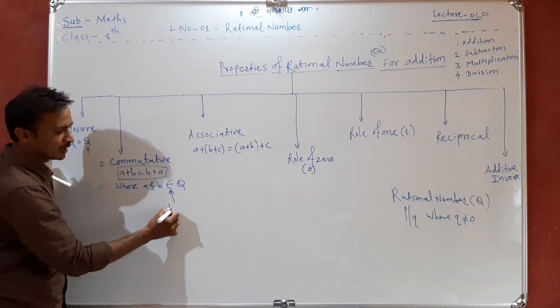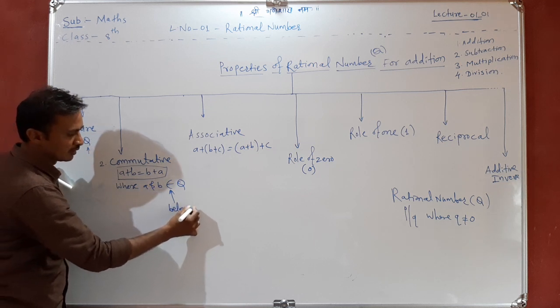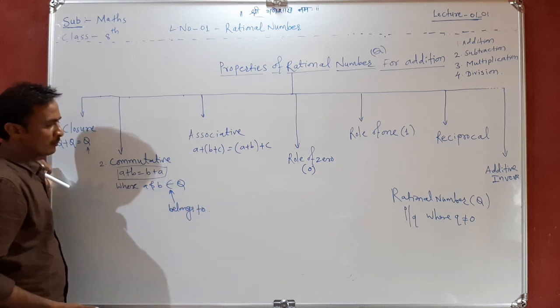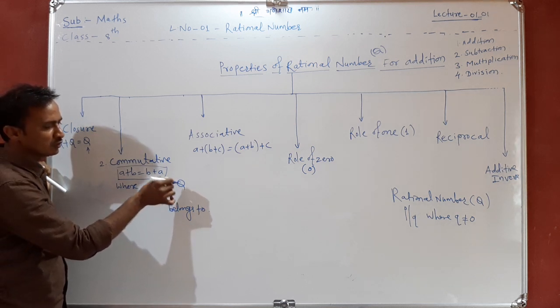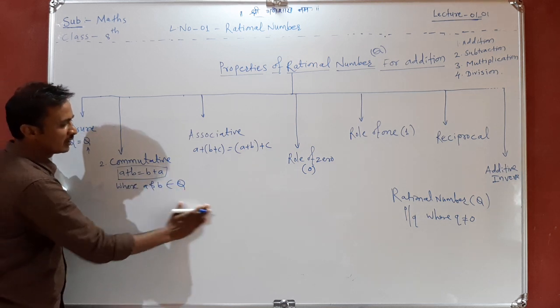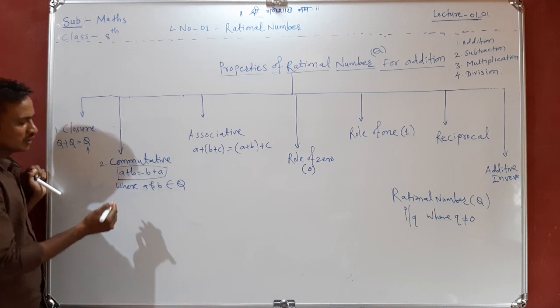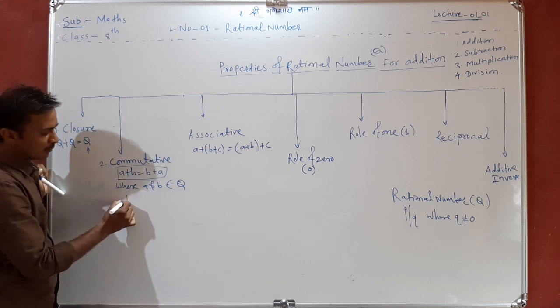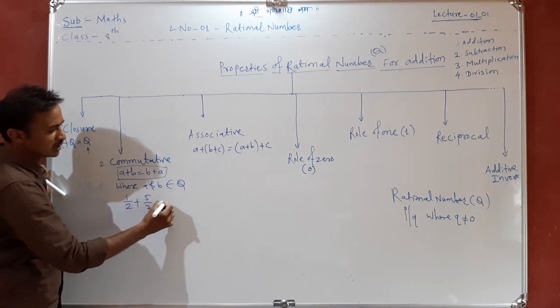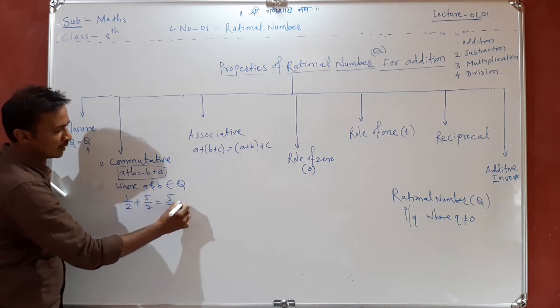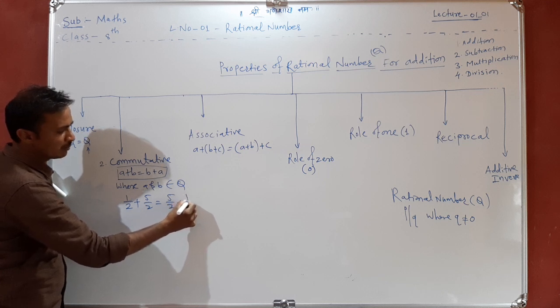That sign is called "belongs to". It means that a and b also belong to Q, which means these are rational numbers. Suppose I write here 1/2 + 5/2 = 5/2 + 1/2.